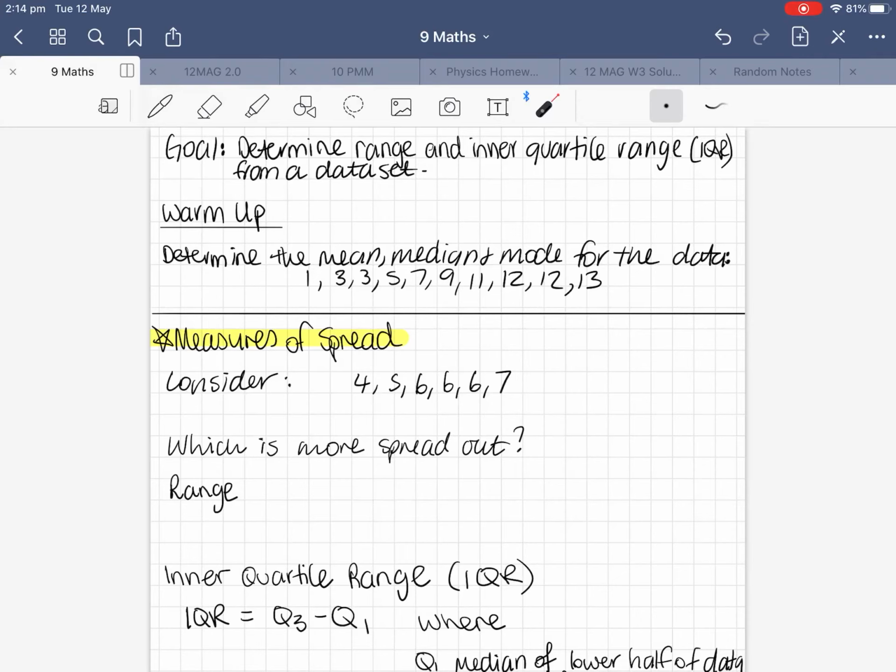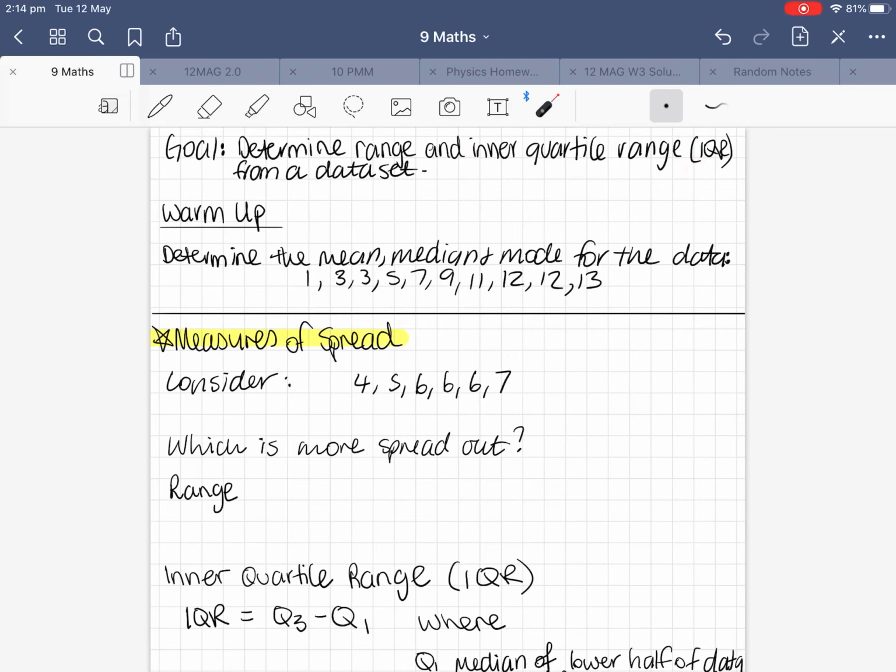Hey guys, welcome to our next lesson on data, where today we are looking to determine range and interquartile range, which we're going to shorthand as IQR, from a data set. Interquartile range is likely to be new to you now in Year 9.